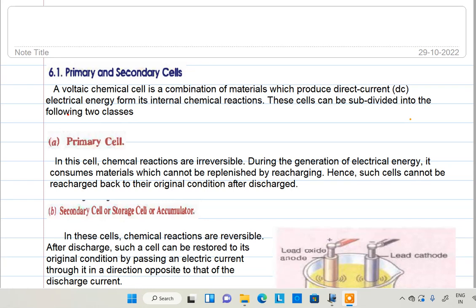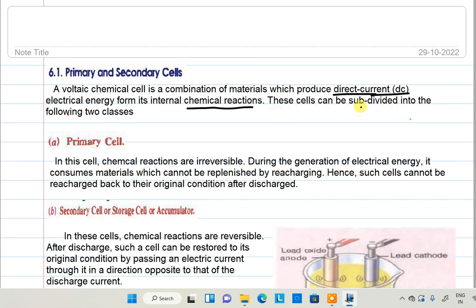Let us see. A voltaic chemical cell is a combination of materials which produces direct current, that means DC current. The batteries are delivering direct current of electrical energy from their internal chemical reaction. That means cells convert chemical energy into electrical energy. This is a very important point in the examination. This type of question may be there.